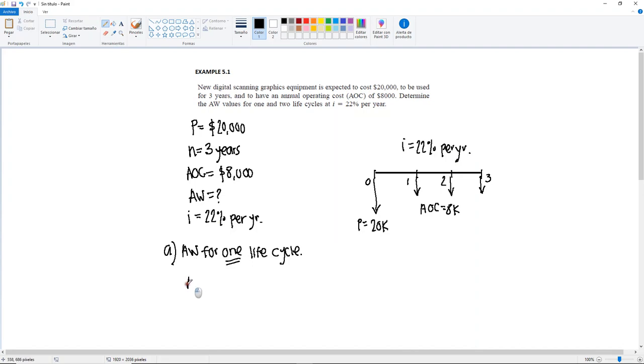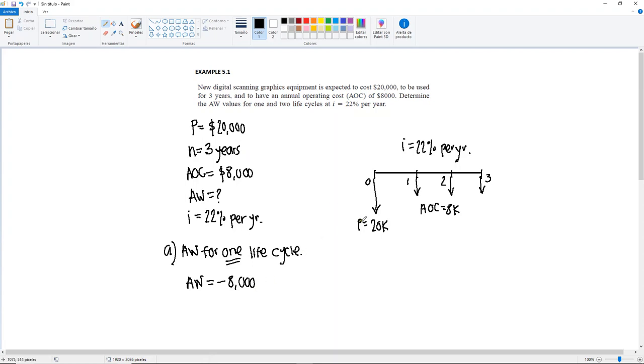So if we want to find the annual worth, let's go first with the annual operating cost. So this one, it's already in A. It occurs annually, so it's just a matter of plugging it in here as is into your formula. Remember, it's going to be negative, even though I didn't put the negatives here or here. You know that whenever it's a cost, it has to go down. I mean, it's going to be negative.